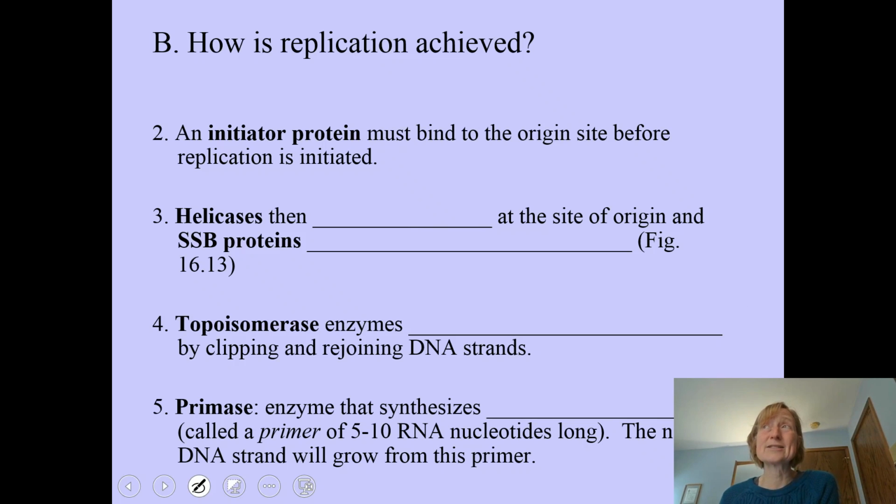The first thing that has to happen is a protein called an initiator protein finds the origin site and binds to it and calls in all of the replication machinery. Hey, come here, this is where replication is going to happen, because we're going to need some enzymes. We're going to need some help to replicate DNA. We're going to need a lot of enzymes, and you can see all the enzymes that we're seeing here.